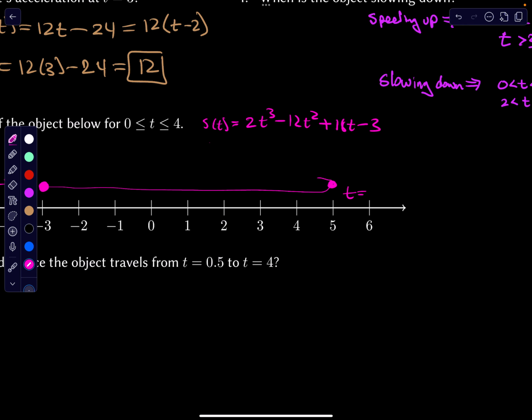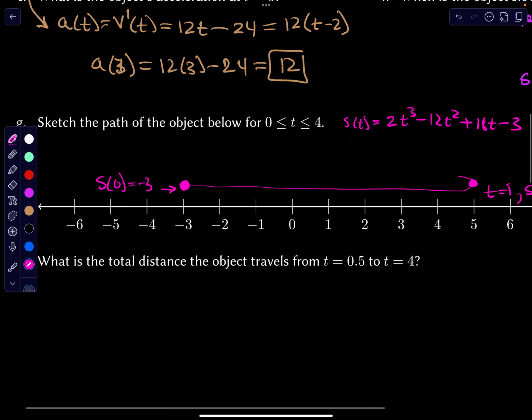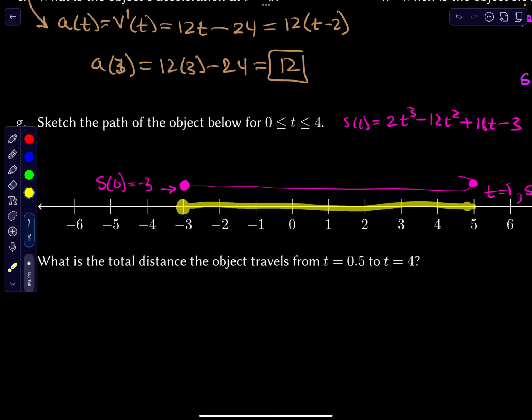Whoops. T equals 1, s of 1 is equal to 5. Then it's going to turn around, and the way I'm going to represent this is I'll just have it loop back around. Technically we would be starting here and then moving this way and then turning around and going back. So you start, you move, and then you keep going, and then you get here, and then you go back the other way.